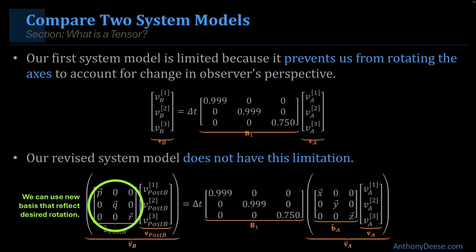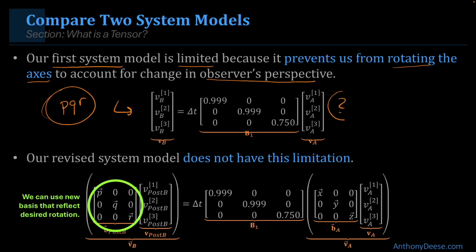So now that we've done that, let's compare our two systems. Our first system model is limited because it prevents us from rotating the axes to account for the change in the observer's perspective. We can't implement our P, Q, and R for this model because there's nowhere that we have axes present. Our revised system model does not have this limitation. We can replace what's in the green circle with P, Q, R. We used to have X, Y, Z. Now we have P, Q, and R.